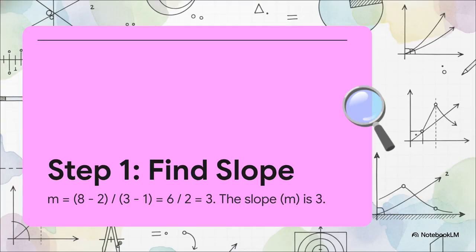Step 1, let's calculate the slope. So we take the change in our y values, that's 8 minus 2, and put it over the change in our x values, which is 3 minus 1. That simplifies down to 6 divided by 2. Boom! Our slope m is 3.